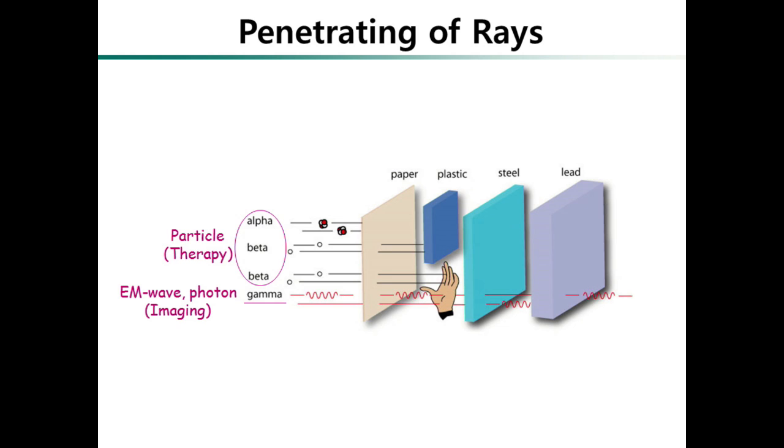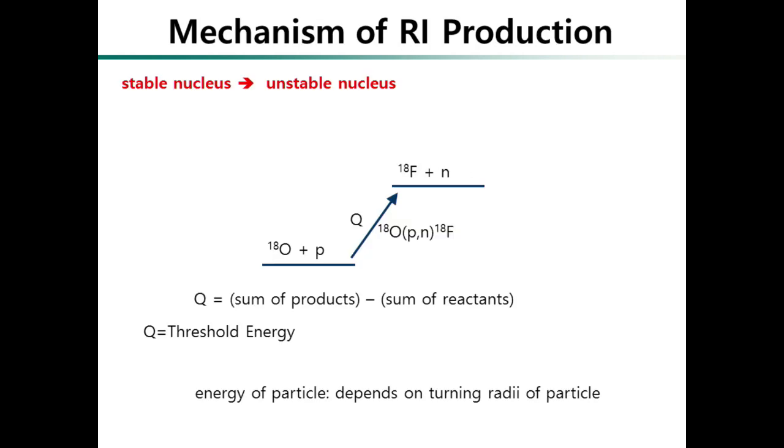Okay, so that's why we can use alpha and beta for therapy, because those particles have high energy to cure diseased tissue. And the next step will be the production of the radionuclide.